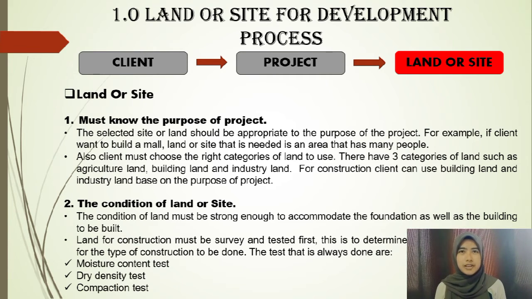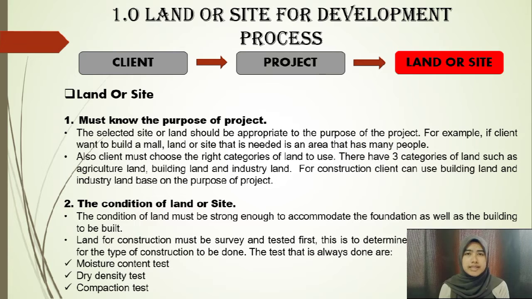I will talk about land or site in development process. In development, when a client has a project, the client must have land or site first. To choose the land, the client must know the purpose of the project and the land must be appropriate for the purpose of the project. For example, when a client wants to build a mall, the land or site needed must be in an area that has many people.